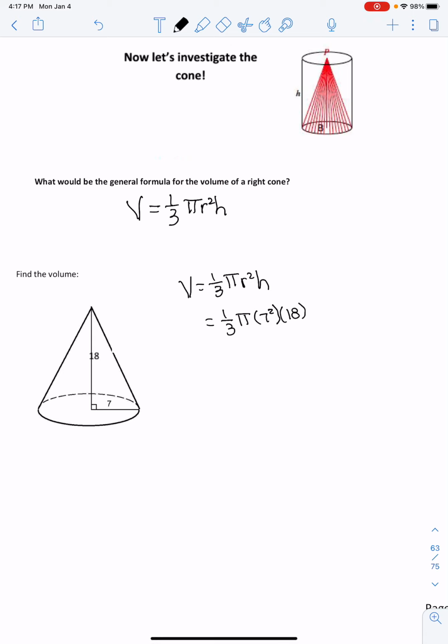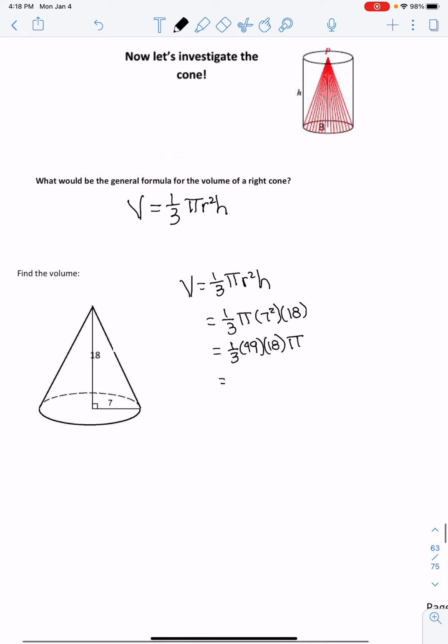Now I'm going to put my numbers in front. Pi is going to be at the end because we're going to put it in terms of pi. So I have 1/3 times 49 times 18 pi. Multiplying all of this, I get 294 pi units cubed.